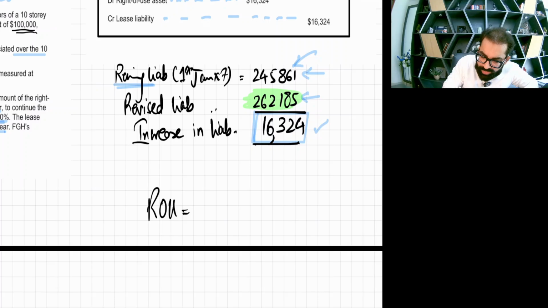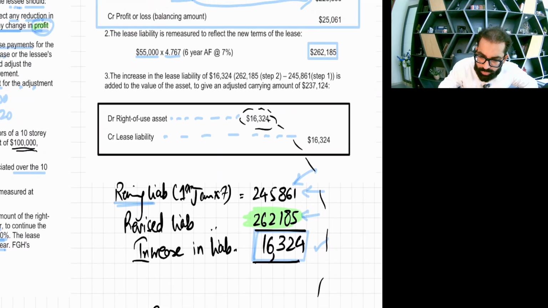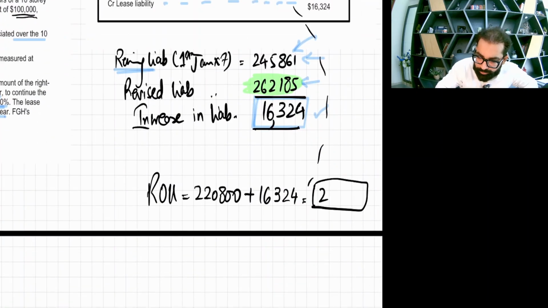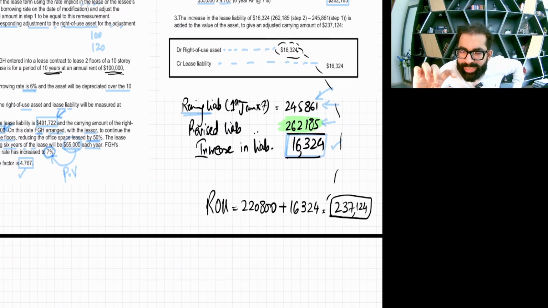Then you just increased it by 16,324. So can anybody tell me what is the revised ROU? It is 237,124. 237,124 is your revised ROU. Now this ROU will be depreciated. Listen, it's an asset. This ROU will be depreciated over the remaining lease life, that is 6 years, and every year you will be booking depreciation, number one.